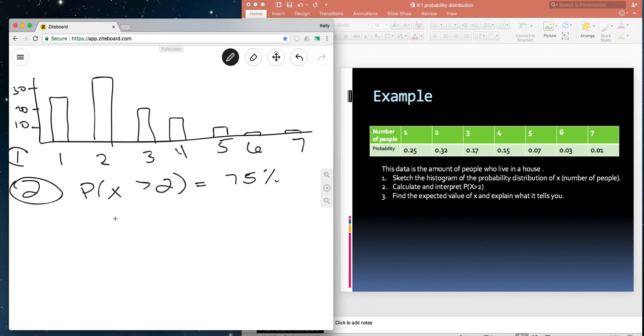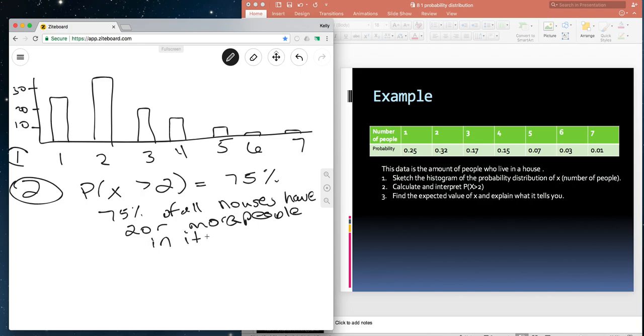Interpret what this means. 75% of all households have 2 or more people in it. Alright, so that's interpreting it.